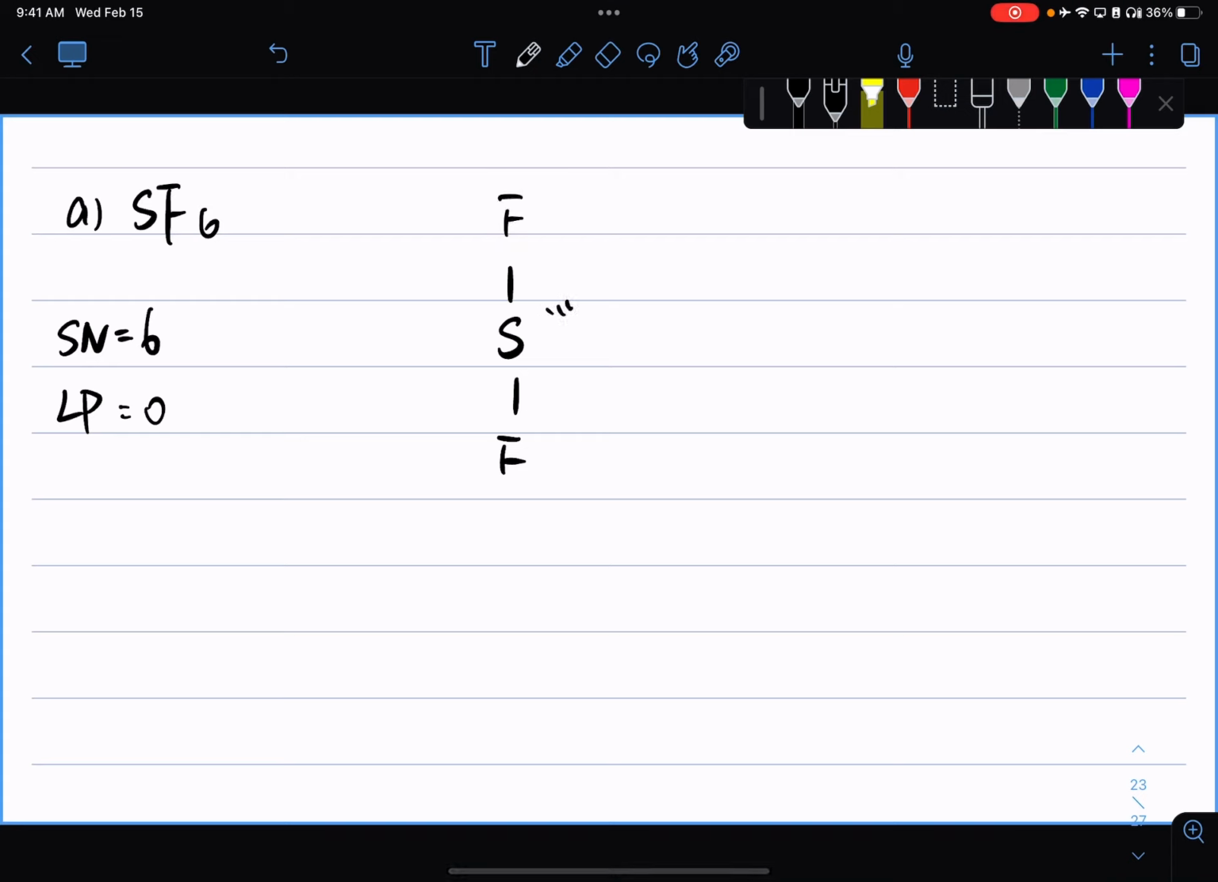And remember, whenever you have dashed, that's going into the paper, and wedged, that's coming up towards me. Like that. And whenever you draw the molecular geometry, remember you should also label the bond angle. That's also given in the table. It's a little bit too small, but you should be able to see there's a little 90 there.